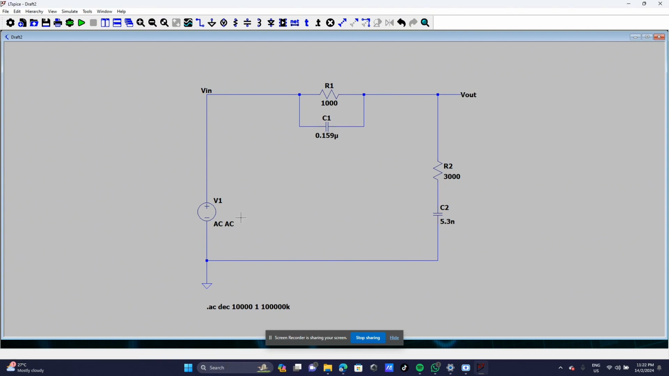So of course we're going to put the input voltage source on the left side, and then we're going to do a parallel mini circuit here, which consists of resistor 1, which is 1 kilo ohm, and then the first capacitor, which is 0.159, or 0.16 microfarad, I think. And then we're going to assemble the circuit with the next resistor, the second resistor, which is 3 kilo ohm, and then the second capacitor, which is 5.3 nanofarad.